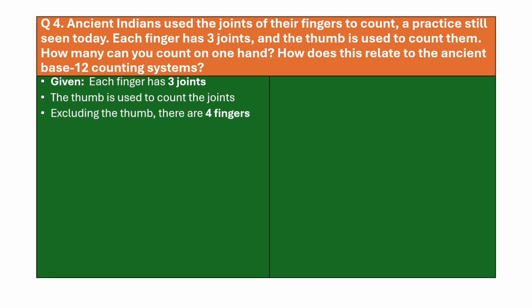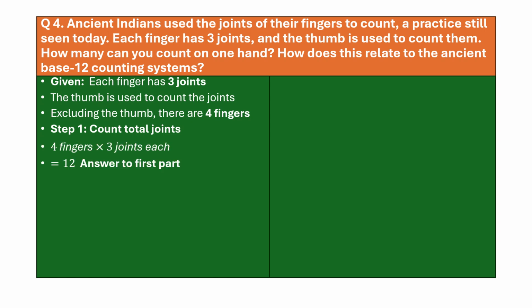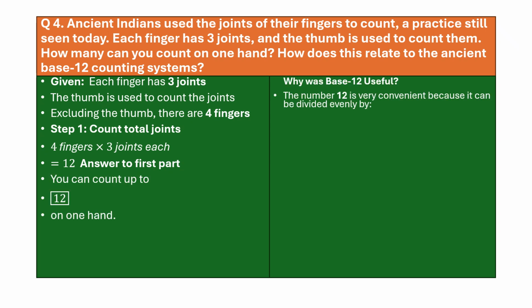So excluding the thumb, there are 4 fingers. Step 1, if you count the total joints, you will get 4 fingers into 3 joints each. So that becomes 12. That is on one hand. Now what about the base? That is, why was base 12 useful?